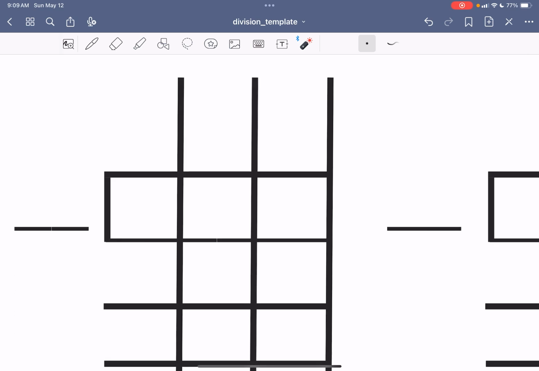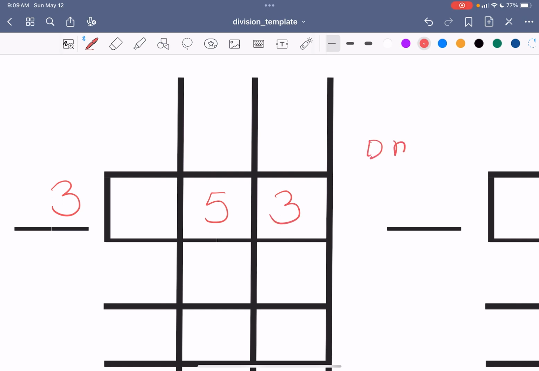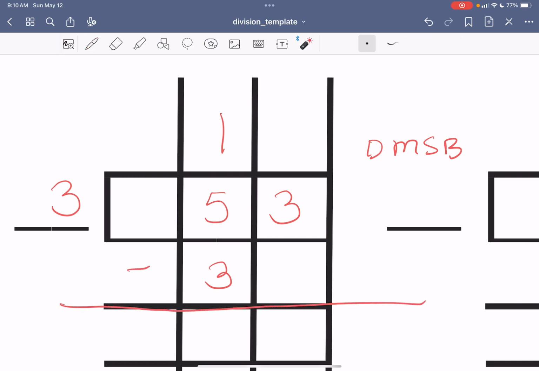Do another one. Let's do 53 divided by 3. Let's write out divide, multiply, subtract, bring down. So 3 into 5 is 1. So we did our division. Now we have to multiply. 1 times 3 is 3. Now we have to subtract. 5 minus 3 is 2. Now I have to bring down the 3.